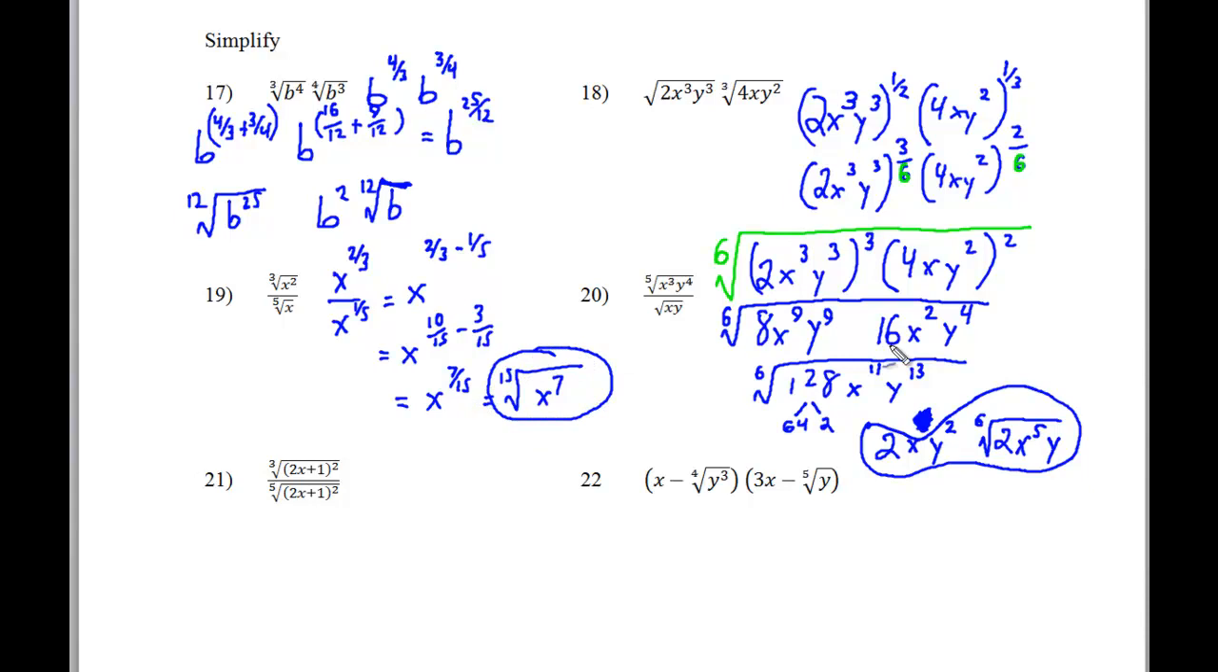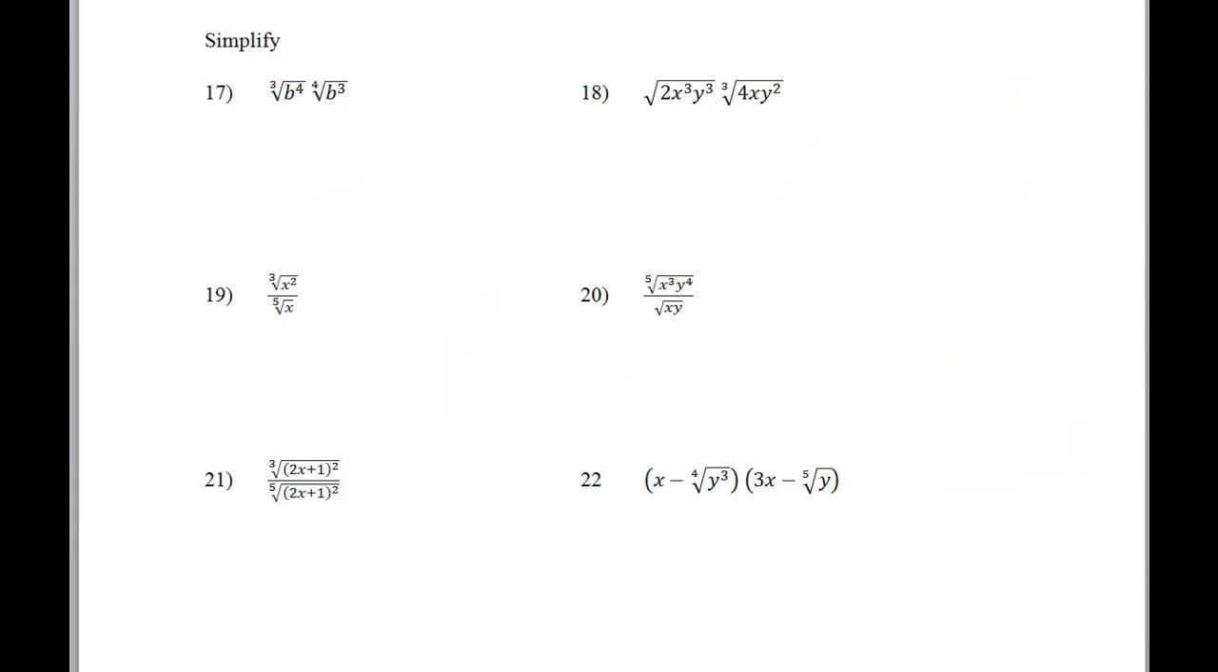Okay, I'm going to have to erase all this to start number 20 for our second half of this video here. So, moving on, let's see here. My numerator is going to be x cubed y to the 4th raised to the 1/5 power. And then I'm going to have in my denominator xy raised to the 1/2 power.